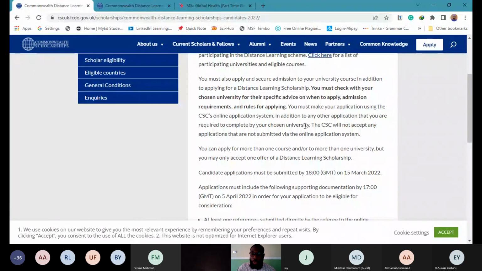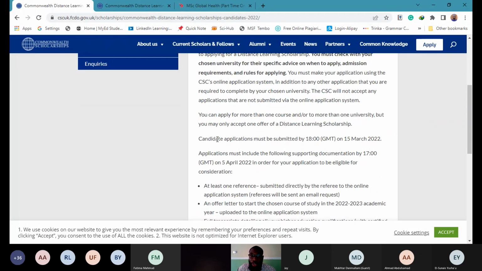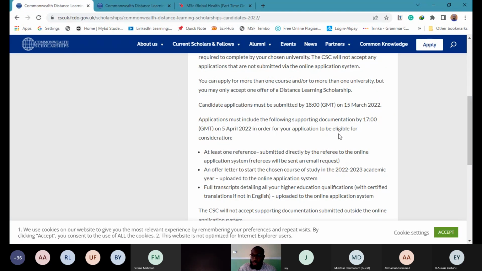But one thing about this application, it's very tricky because there are two deadlines. You must complete your Commonwealth application by 15th of March 2022, and you must submit your documentation by 5th April to be eligible for consideration. What this means is that you have to complete the form on the Commonwealth website, and then the supporting documentation is for you to upload an admission letter from the university you have applied to, for the desired course. Once you complete it, that will make you eligible for consideration.